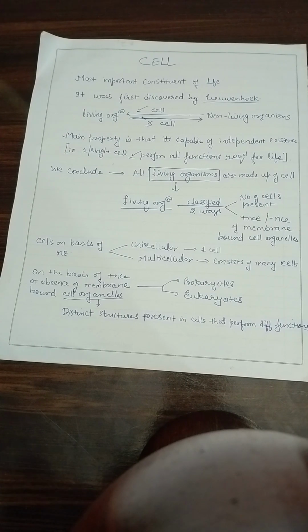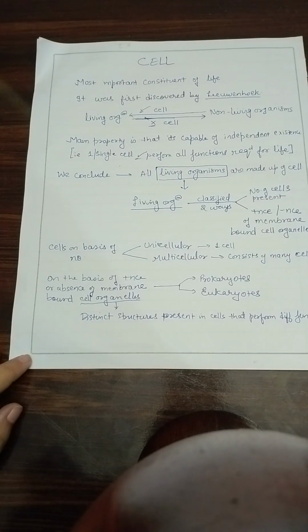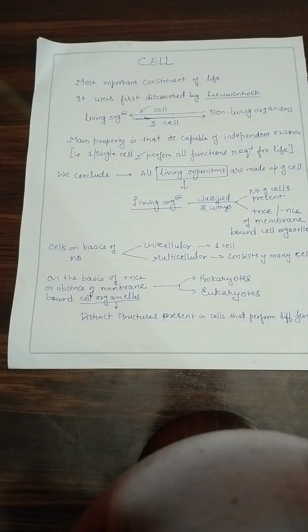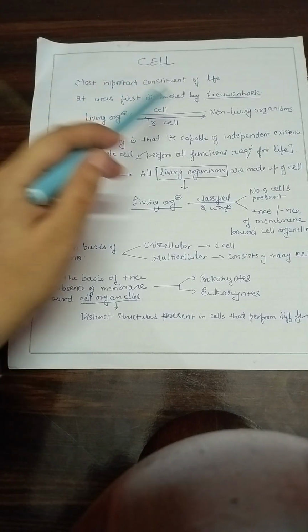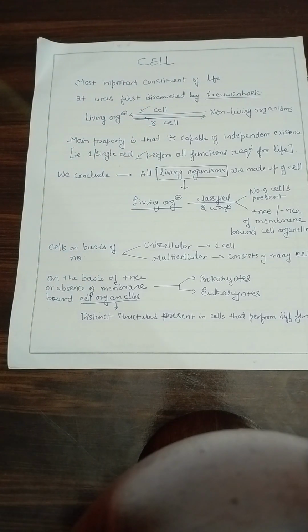Hello students, today we will be talking about the basics of the cell. So what is a cell? Cells are the most important constituent of life. These were first discovered by Leeuwenhoek.